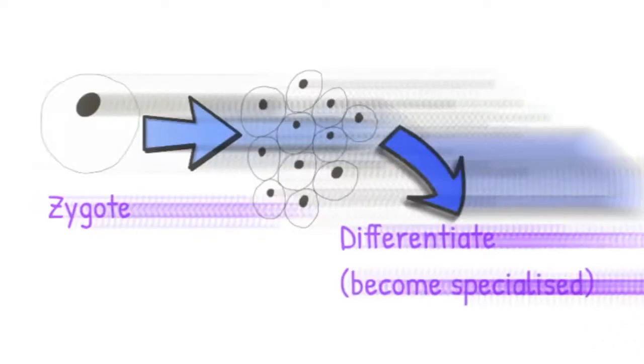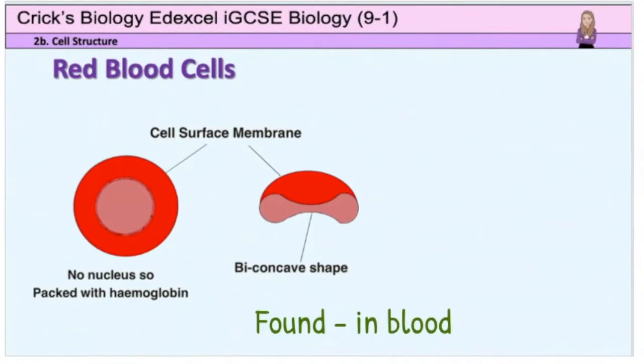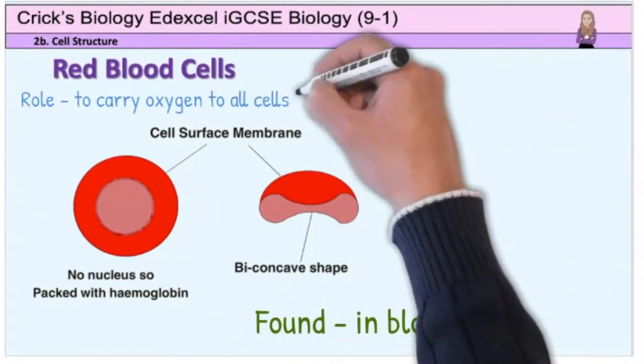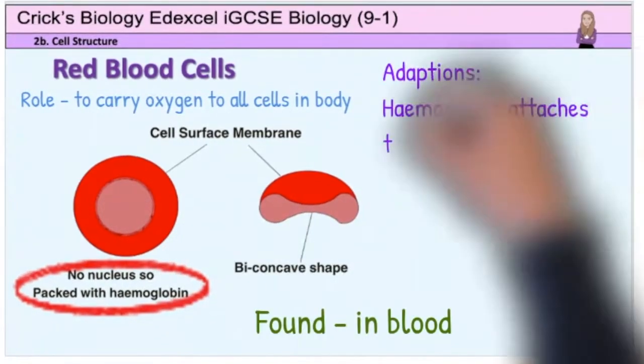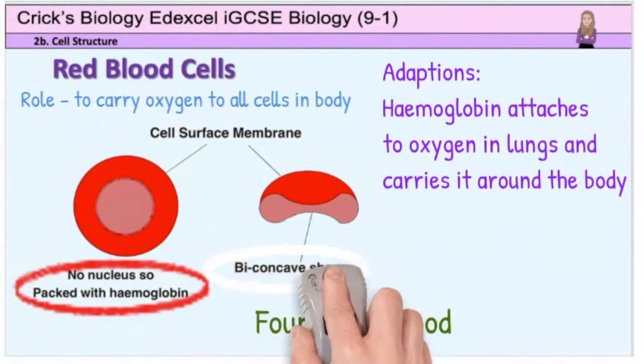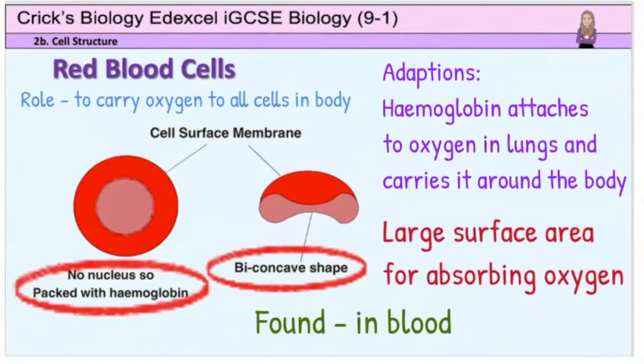You need to know a variety of these specialised cells for your course, so we'll start with the red blood cell, which is found in the blood. Its role is to carry oxygen around the body. It has no nucleus to give more room for haemoglobin, which binds with oxygen to carry oxygen around the body. It also has a biconcave shape, which gives it a large surface area for absorbing oxygen.